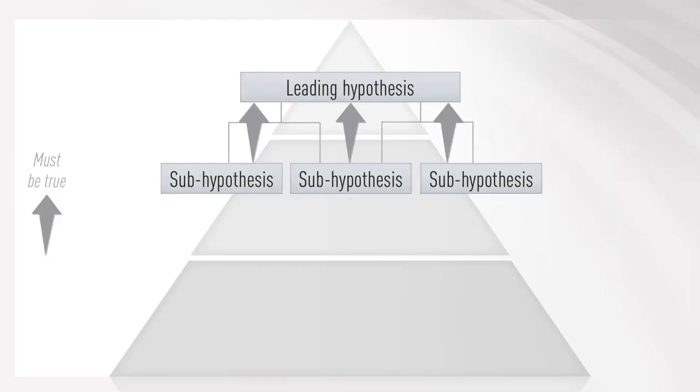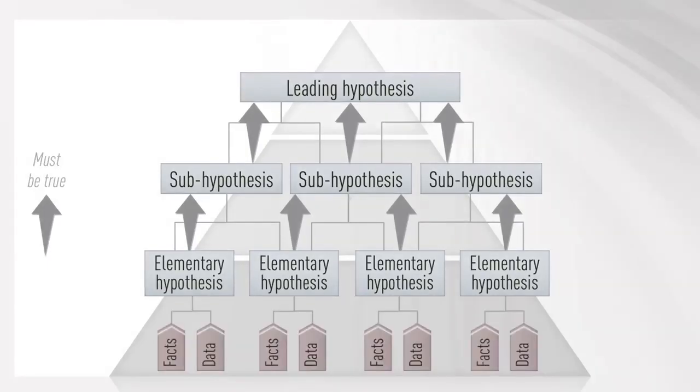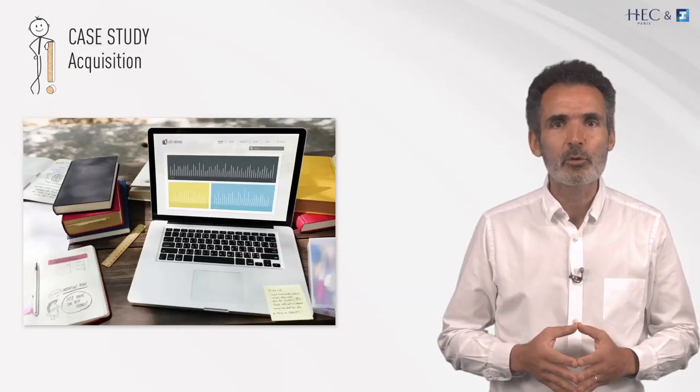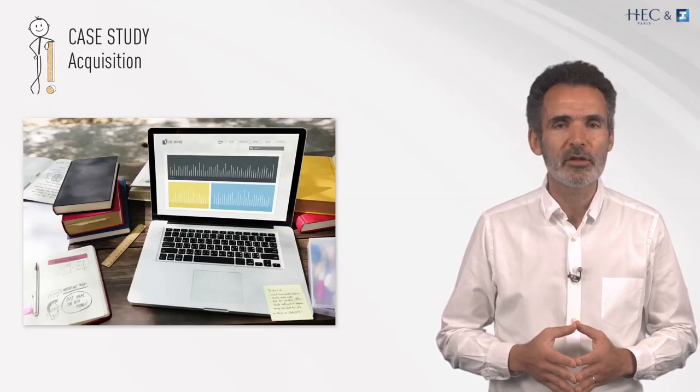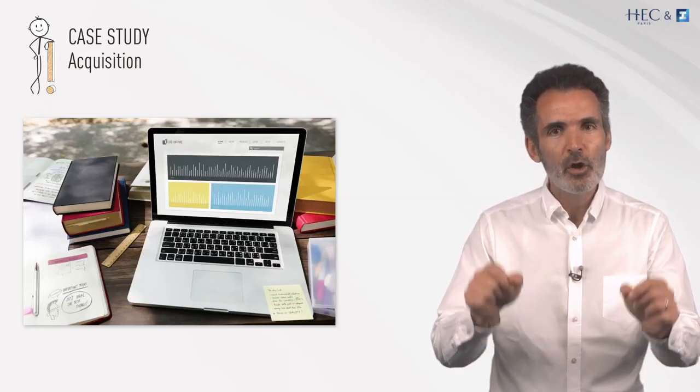When that is done, you can investigate the logical conditions for each sub-hypothesis to hold, and so on. You stop this disaggregation process when you get to the elementary hypothesis that you can test with facts and with data. For example, suppose your company is considering an acquisition to expand into a new geography. Pause the video and try to write down the main hypothesis you must check.